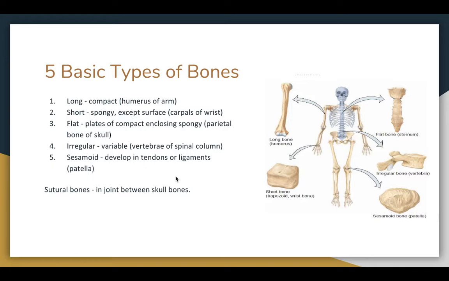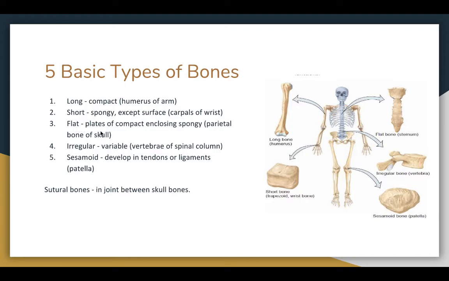There are 5 basic types of bones that we're going to be looking at. The first type is long bone. It's also called compact bone. An example of this is the humerus of your arm. That is the large bone that makes up your upper arm. The next type is short bone. Short bone is spongy bone except for the surface. Bones like this are the carpals of the wrist, and also the tarsals of your ankle. So this is a wrist bone.